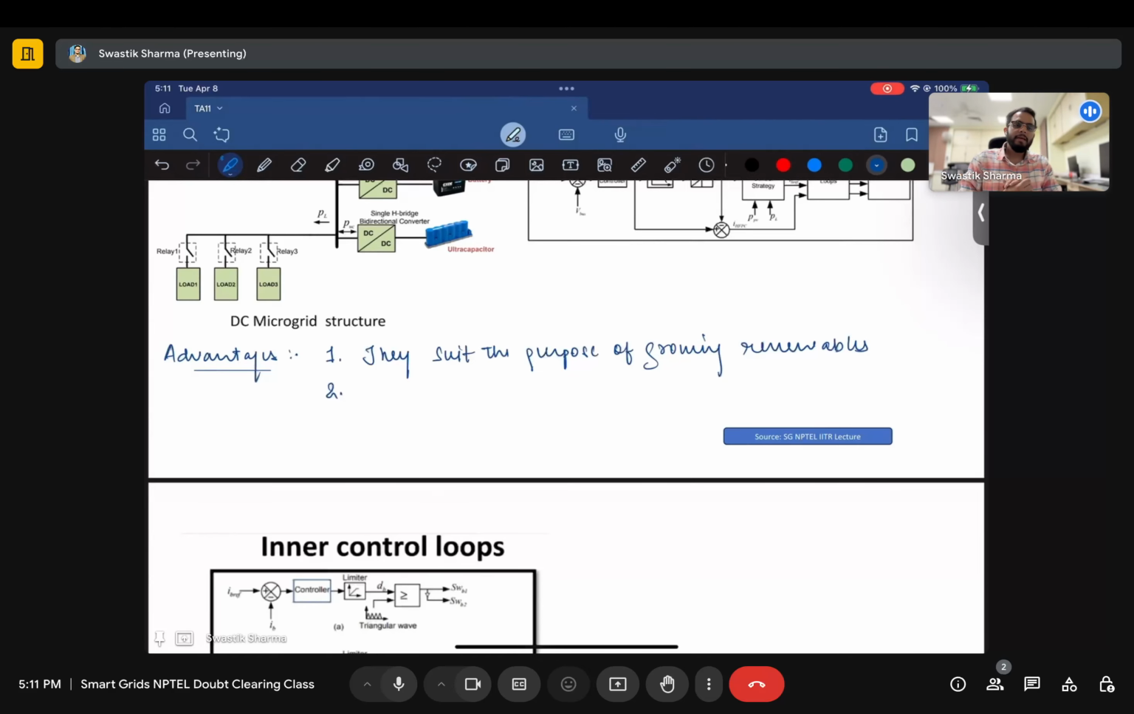If you have the necessary means of not directly, but using a smaller DC to DC converter which does not have a conversion stage from DC to AC, they can directly be employed over there, right? So they suit the purpose of growing these renewables, right? So enhancing the renewables at this distribution side, right? Next, the advancements in energy storage systems.